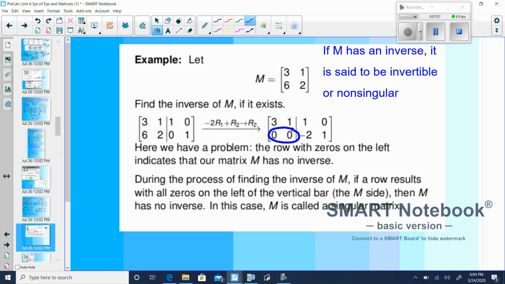All right. So during the process of finding the inverse of M, what's going to happen is that if we find a row that gives us all zeros to the left of the vertical bar, right here, we get something like that, then M has no inverse. So in this case, since M has no inverse, M is a singular matrix.